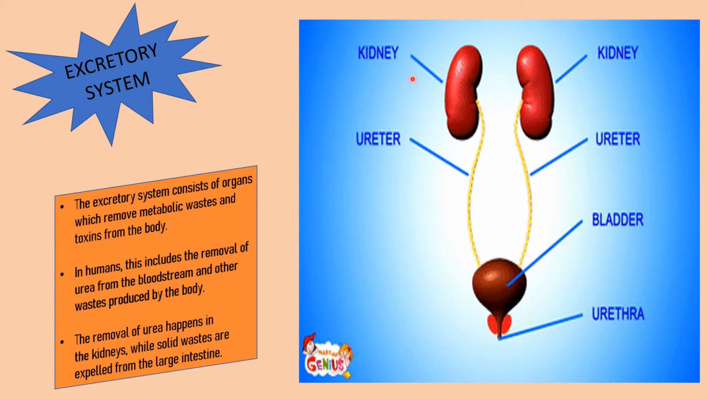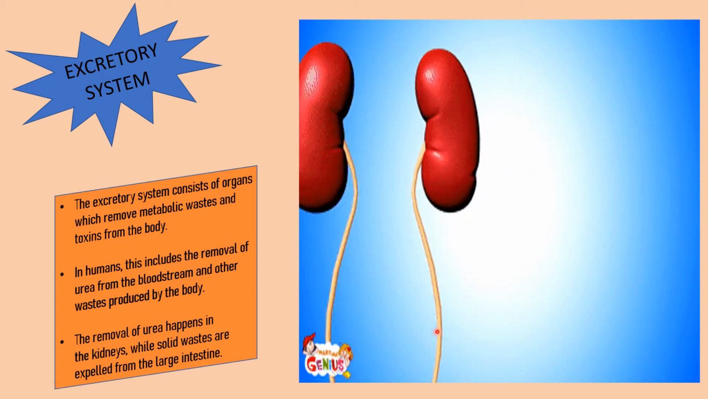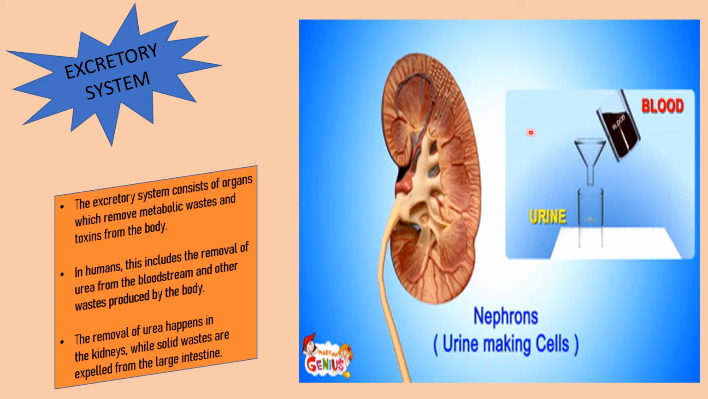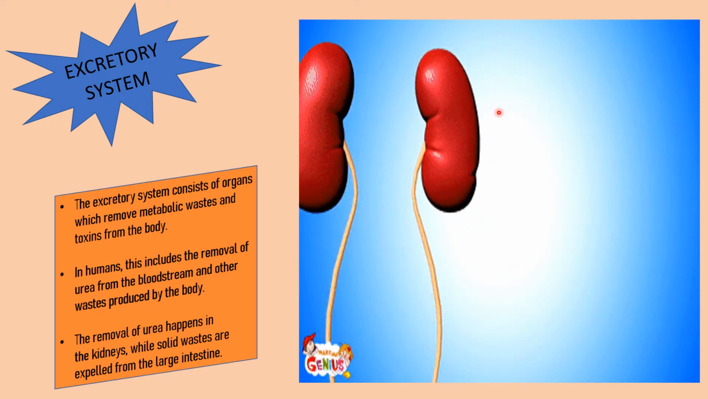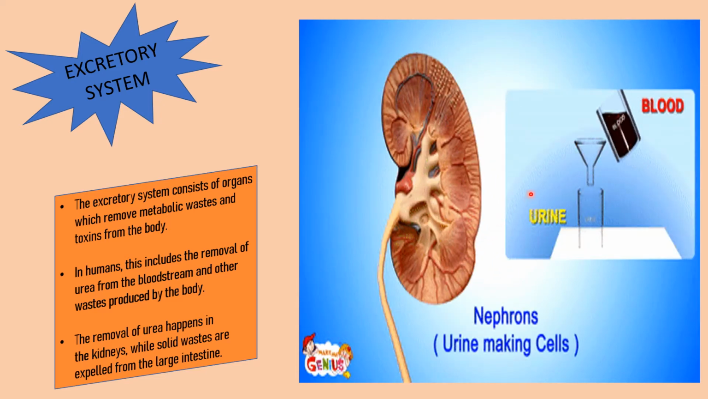Now see the excretory system: kidney, ureter, urinary bladder. You can see the total excretory system. Two kidneys are there. From the two kidneys, the ureter, this tube-like structure, is called the ureter. After that, the urinary bladder is there. This is the urethra. So this is the total structure of the excretory system, and this is the function of the excretory system.